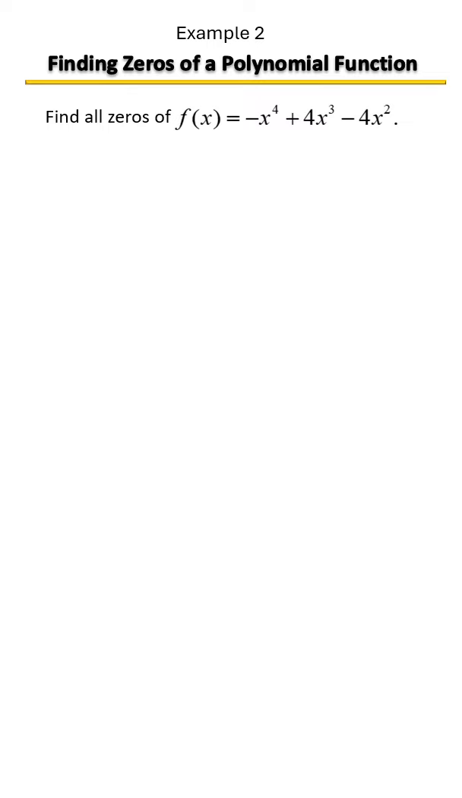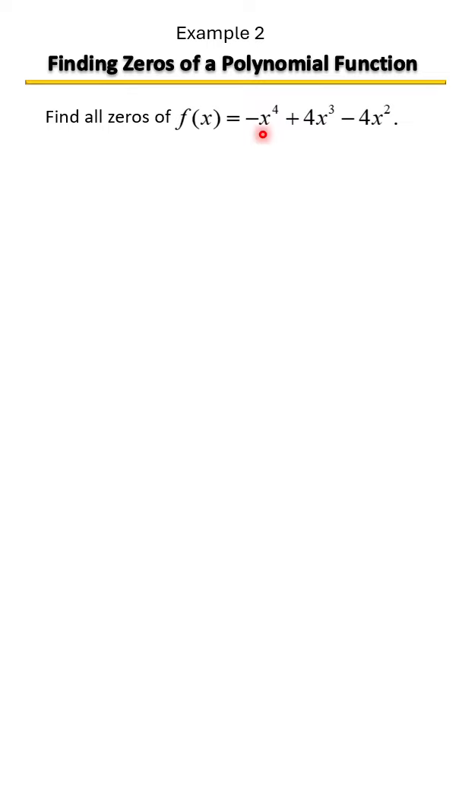Let's find the zeros of this polynomial function. So notice that all the terms here share something in common. Do you see it? Yes, they all have x's, and at the very least, they all share two x's. So this is a polynomial which can be factored out. So let's go ahead and factor it out.